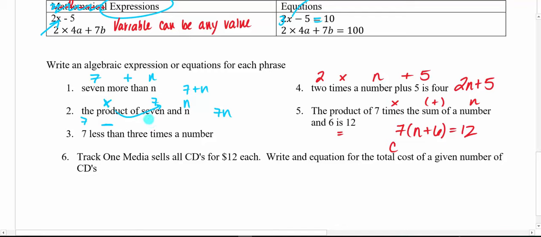But we can finish this off and see if we can get it right here. It says 3 times a number. Well, we know we're going to take 3. There's our multiplication as in times, and then a number. I get to pick what that is. I'm going to go ahead and say n for a number. So 7 is less than 3 times a number. So do we write 7 minus 3n, or do we write 3n minus 7? 7 is less than 3 times a number. So that would be the representation of what we wanted to see there.